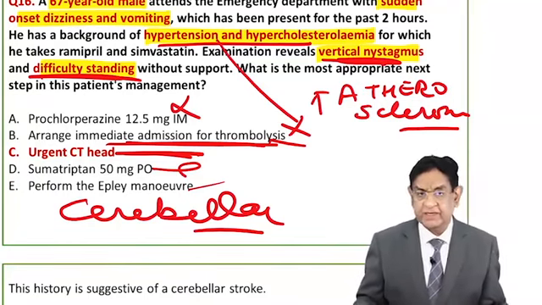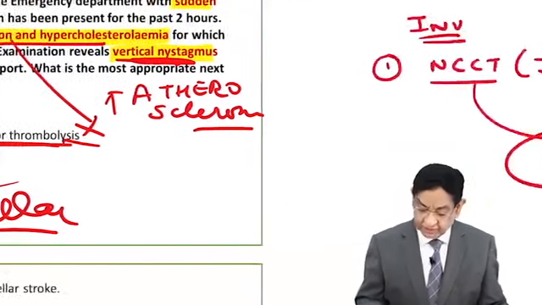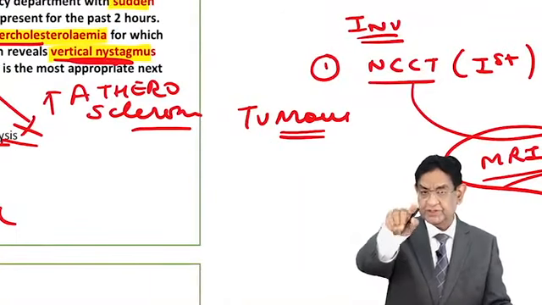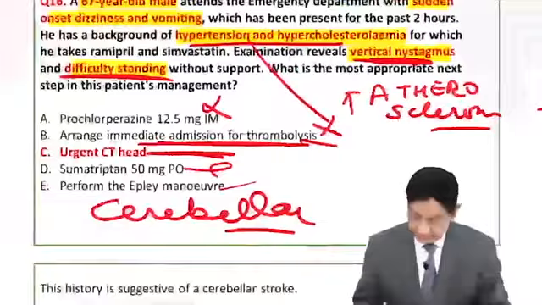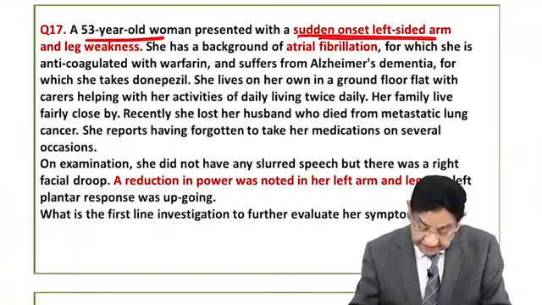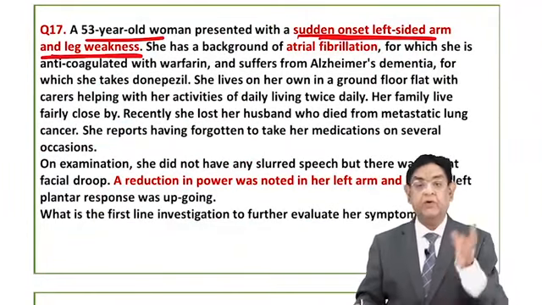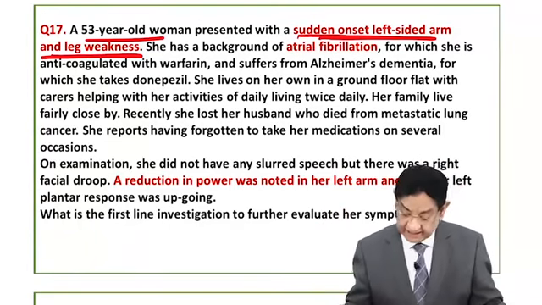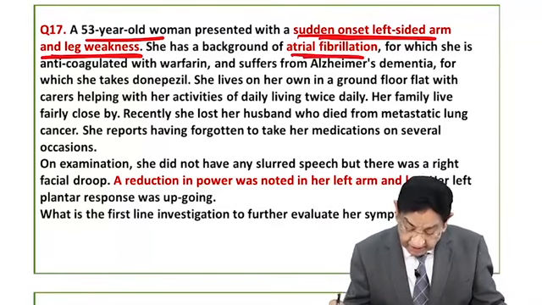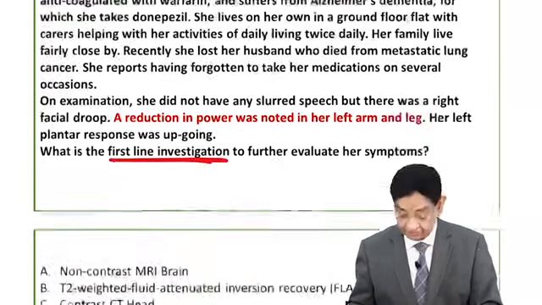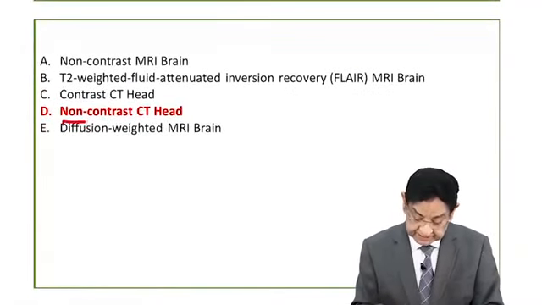We never use contrast in stroke. Contrast we use for some brain tumors. For stroke, we always use non-contrast. Okay. 53-year-old lady, sudden onset of left-sided weakness, arm and leg. Oh, she has come with sudden hemiplegia, it is stroke. Our basics are clear. Atrial fibrillation is there. Right? So, first line investigation, what will you do? Non-contrast CT scan.